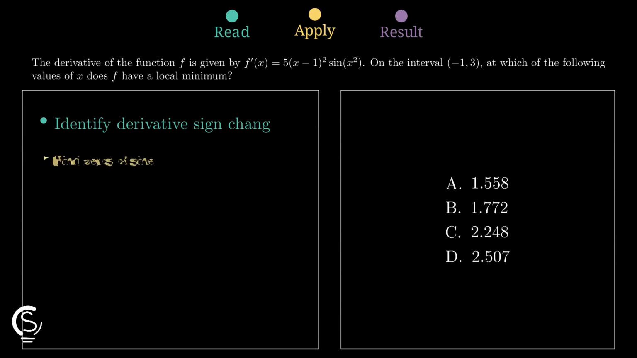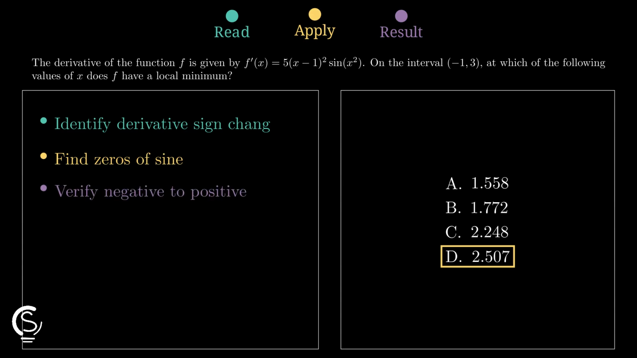Finally, check the sign change at x equals square root 2 pi. The derivative flips from negative to positive, confirming our local minimum.